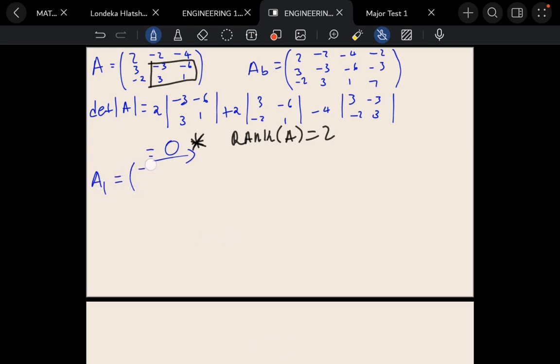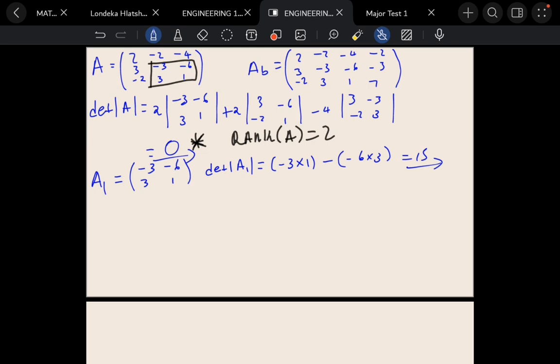A1, take it out: -3, 3, -6, 1. And find the determinant of A1. What is the determinant of A1? -3 times 1 minus 6 times 3. If you calculate that, I'm going to have -3 plus 18. Your answer is going to be 15.